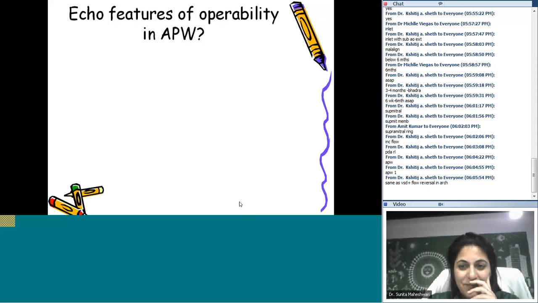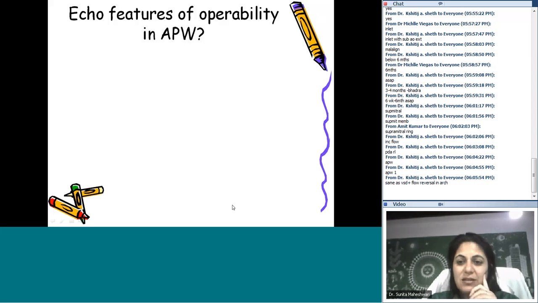So the echo features are the same as the VSD plus diastolic, and Kshitij, you have to specify diastolic flow reversal in the arch. Okay, so we're going to go over that.